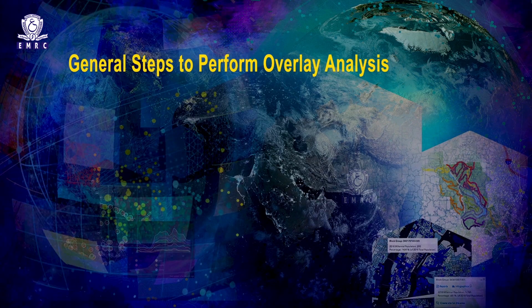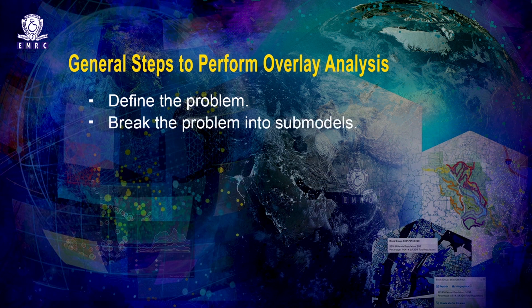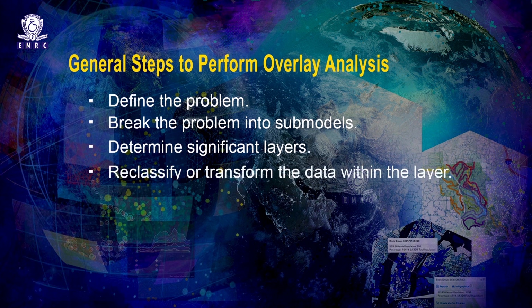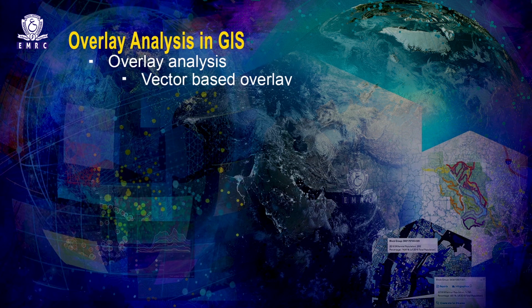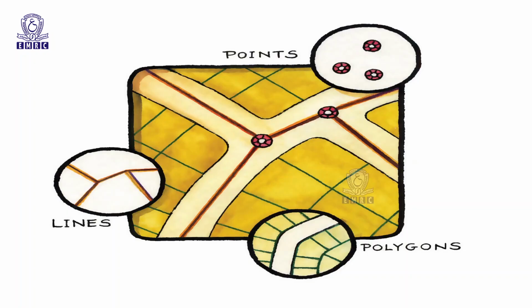The following is a list of general steps to perform overlay analysis. Define the problem. Break the problem into submodels. Determine significant layers. Reclassify or transform the data within the layer. Weight the input layers. Add or combine the layers. Analyze. Vector based overlay. Overlay of vector data combines point, line and polygon features.